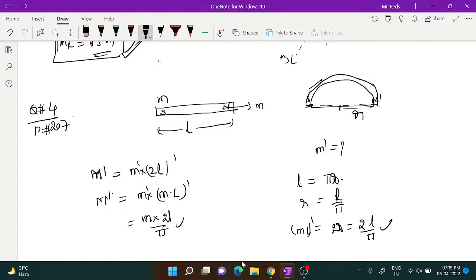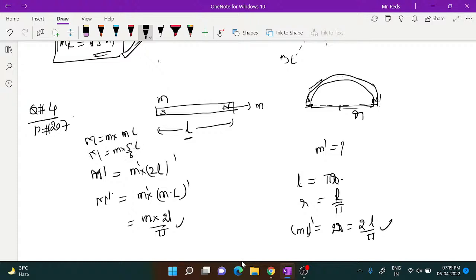By new magnetic moment, you are asking to find it in terms of the old magnetic moment. What is the old magnetic moment? Here L is the geometric length. The initial magnetic moment is nothing but m into magnetic length. The magnetic length is 5 by 6 times the geometric length, so it is m into 5 by 6 times L.